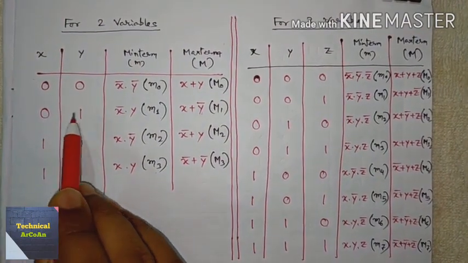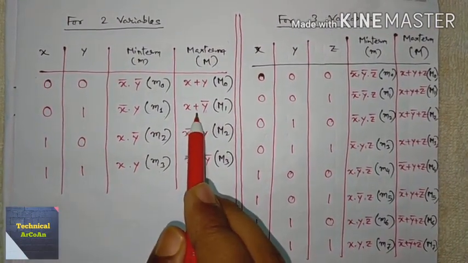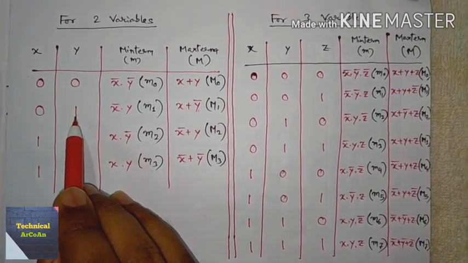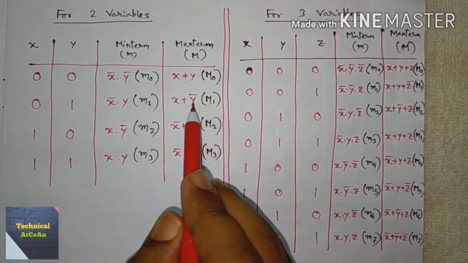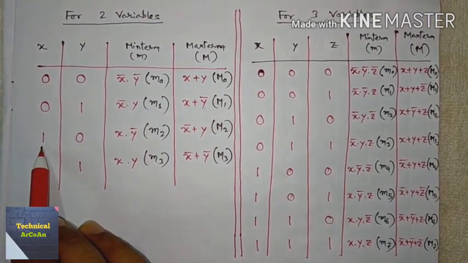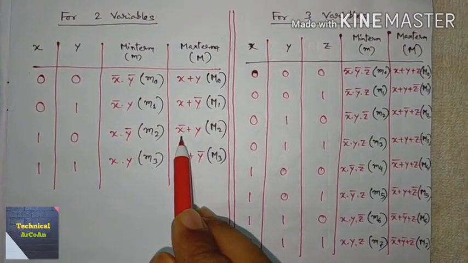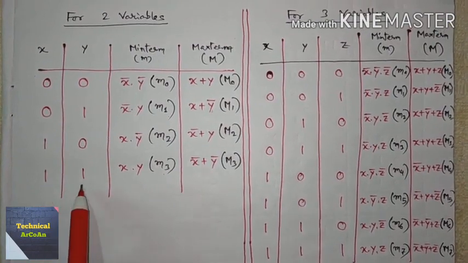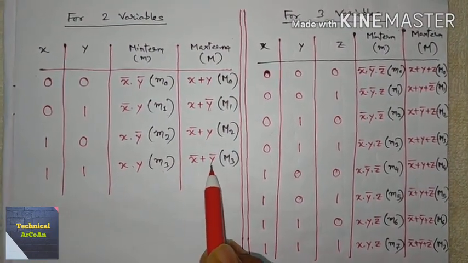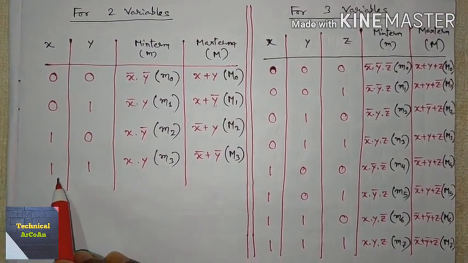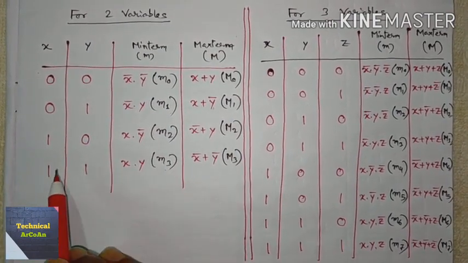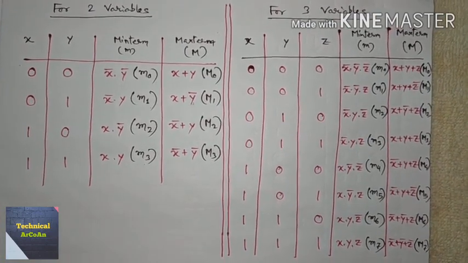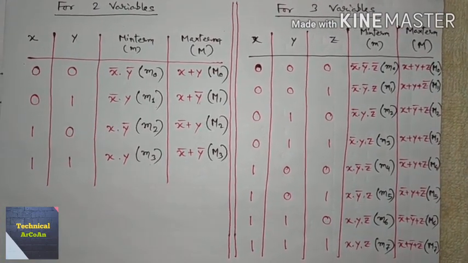Second combination 0 1. Now x is 0, so x is normal, plus y is 1, and for a max term, if the variable value is 1, then it's a complement, that's why it's y complement. For the third step, x value is 1 and y value is 0, so x complement plus y. And the last or fourth combination is 1 1, so both are complement. Why? Because for a max term, 1 is for complement, 0 for normal. Clear?